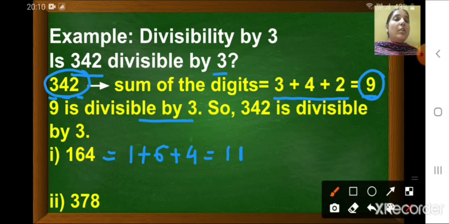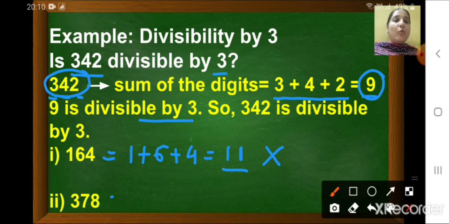No. So this number 164 is not divisible by 3. Okay. So 164 is not divisible by 3. Why? Because the sum of the digits is 11, which is not divisible by 3. Okay. Now let's see one more example.